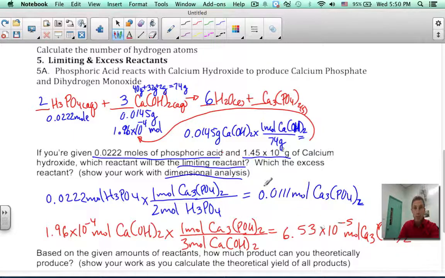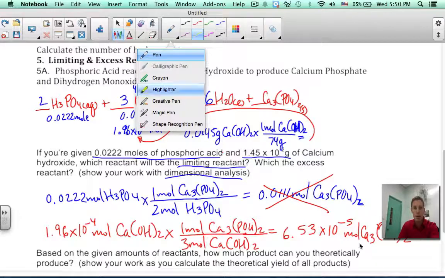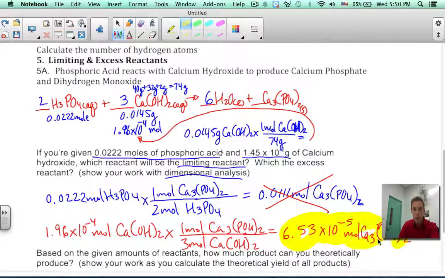So as you can see, this one never happens because there's just too much of it. Instead, what happens is this one. This is the one that happens. This is my theoretical yield, and I'll put a TY over this for my theoretical yield.